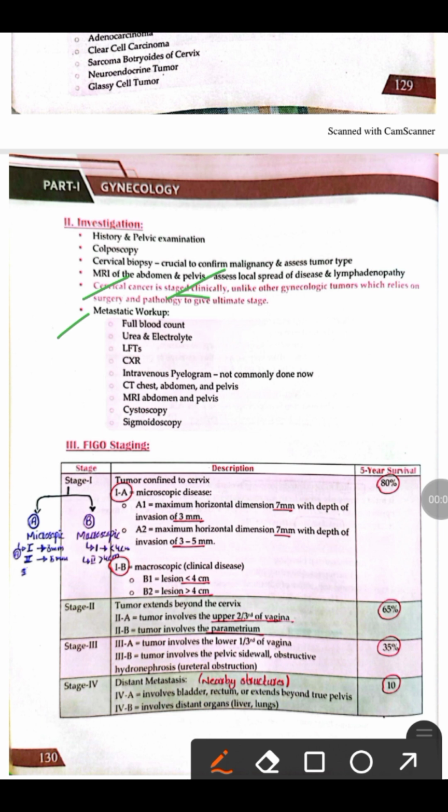Next is the metastatic workup for cervical cancer. So we do full blood count. We also do urea and electrolytes. We do liver function test in case of liver metastasis. We also do chest X-ray in case of symptoms related to the chest or the lungs. Similarly, we also do intravenous pyelography, but it is not commonly done. Similarly, we also do CT chest, abdomen, and pelvis. We also do MRI abdomen and pelvis, and we also do cystoscopy in case of extension to the bladder, and similarly we also do sigmoidoscopy in case of rectal involvement.